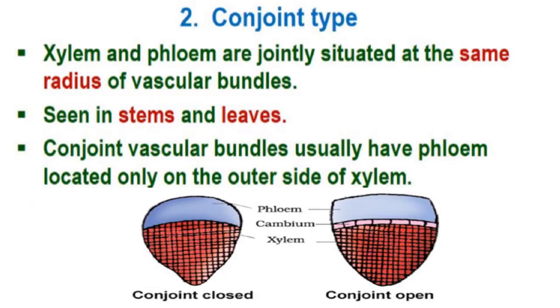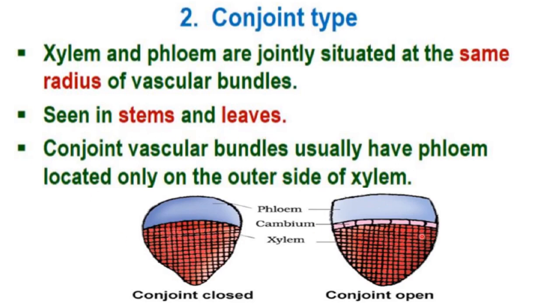Next type is conjoint type. Here xylem and phloem are jointly situated at the same radius of the vascular bundle. These are situated at the same radius, and such type of arrangement is found in stems and leaves. As you can see here, this is xylem and this is phloem, and both are present at the same radius, and here also these are present at the same radius. So such type of arrangement is found in stems and leaves, right?